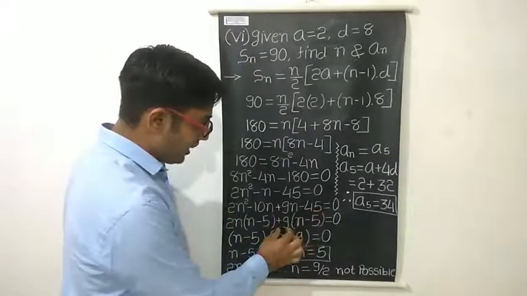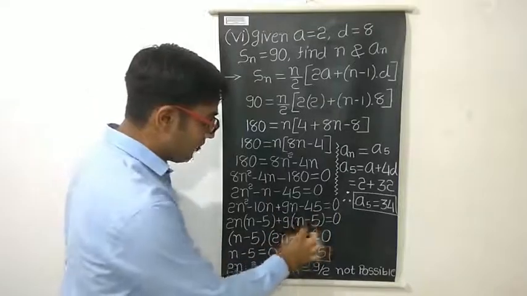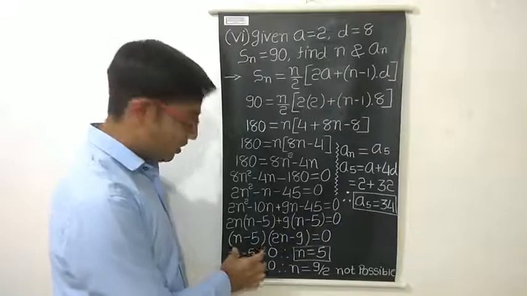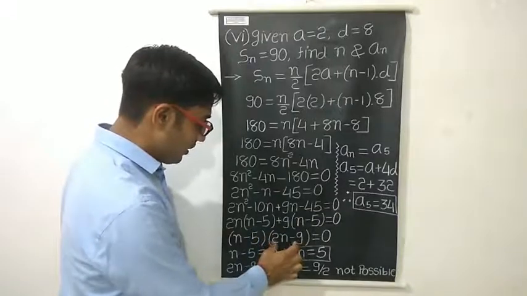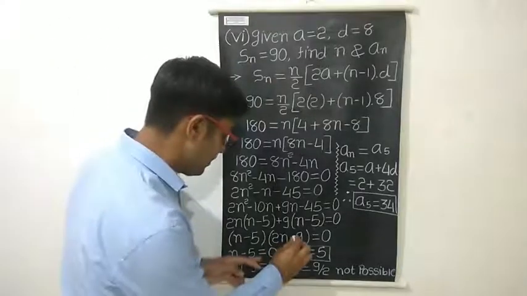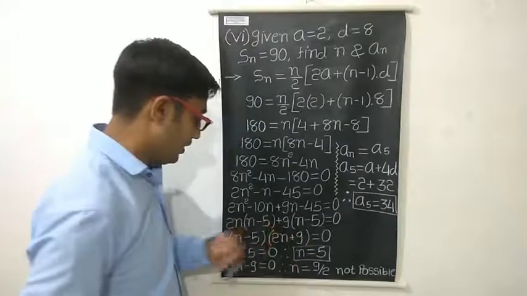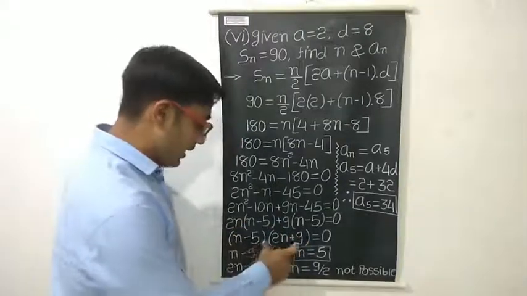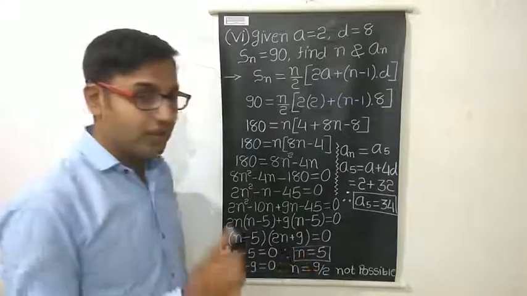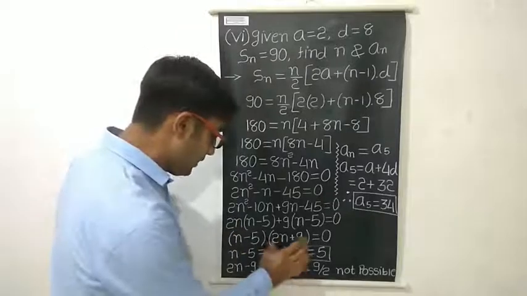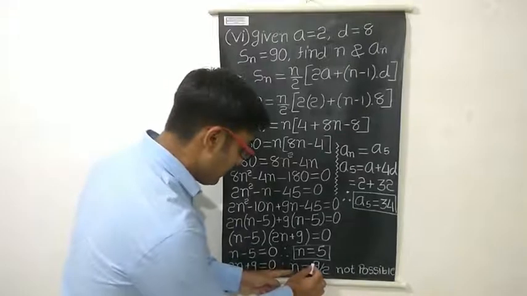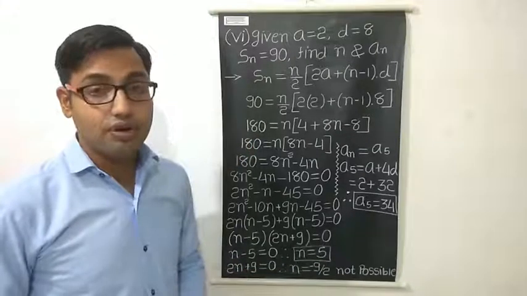From these two terms we can take 9 as common. Here what will remain? n minus 5. Both the brackets are common, so it will be put in one bracket, and 2n plus 9 we put into the other bracket. Okay, now compare both the brackets with 0. By comparing, n minus 5 is equal to 0, we get the value of n is equal to 5. By comparing the other term with 0, we get n is equal to minus 9 upon 2.